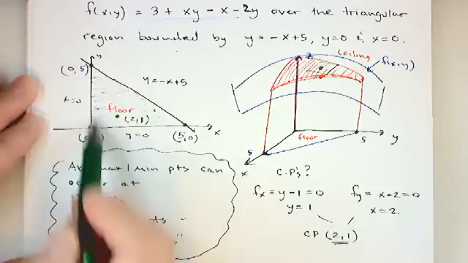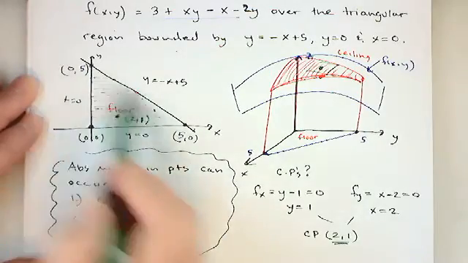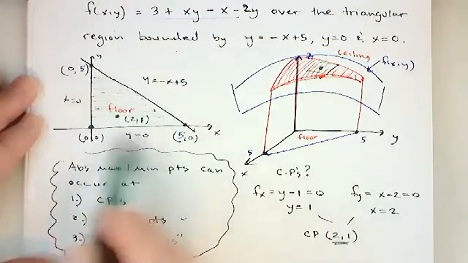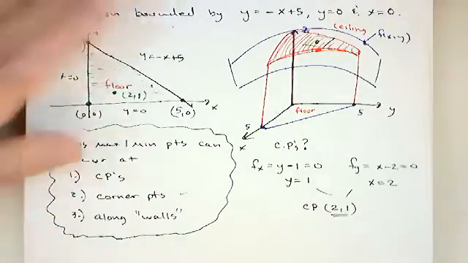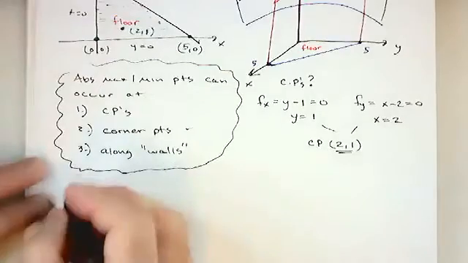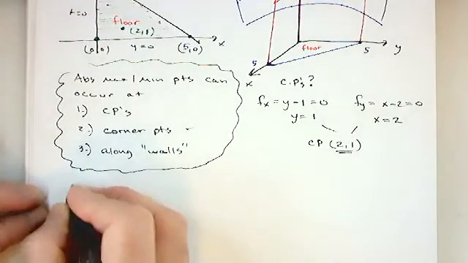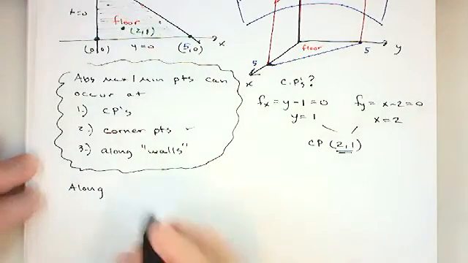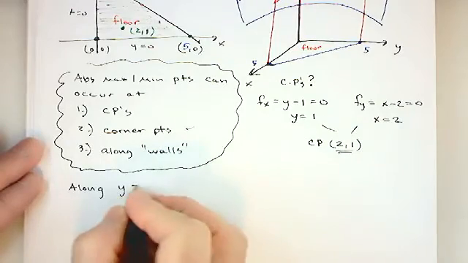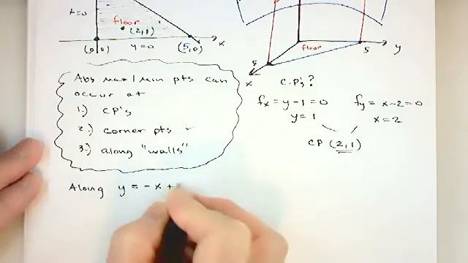Now what we want to do is investigate along our walls, and here's how you do that. There's 3 walls there. So let's first check along, which one do I want to do first? I want to take the hardest one first. Let's take the hypotenuse, along the wall y equals negative x plus 5.